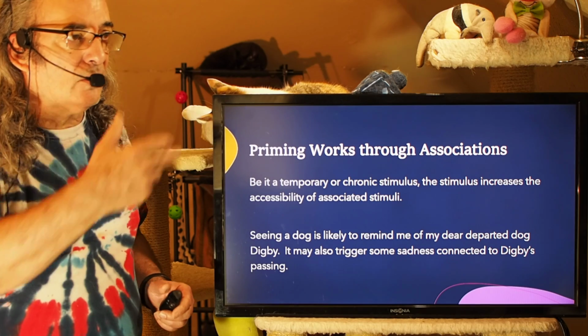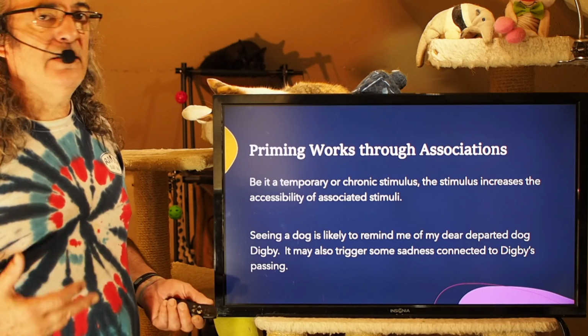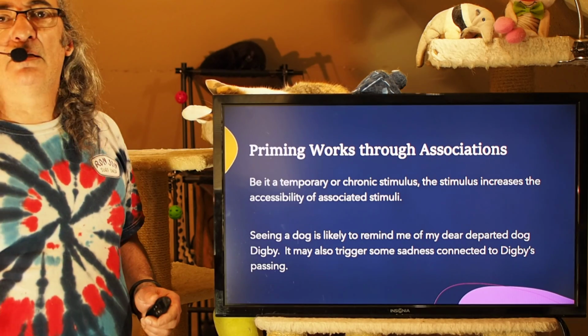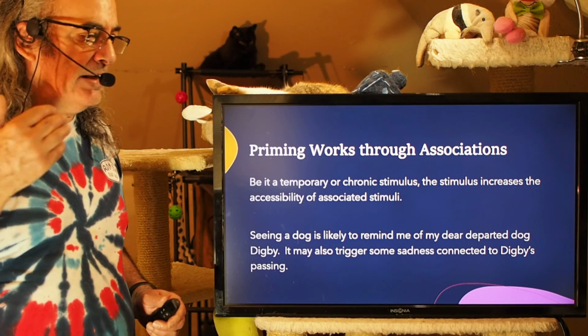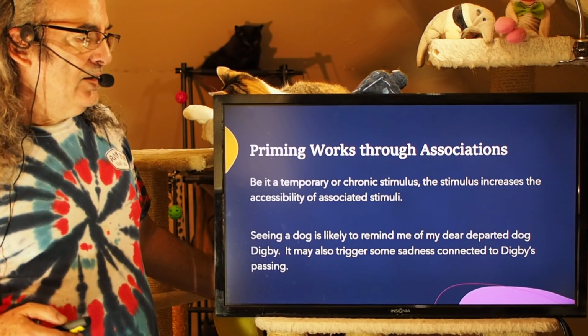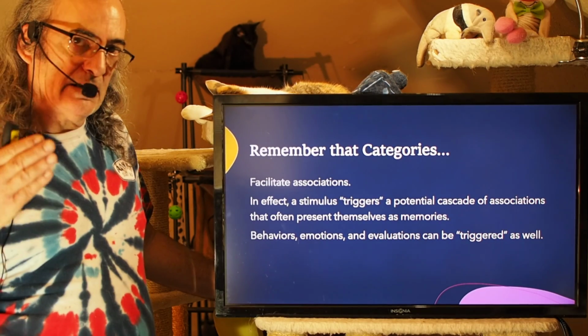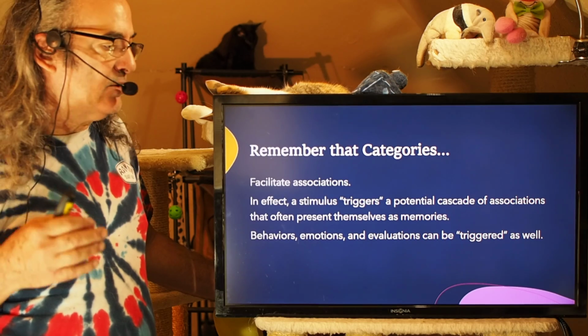So if I see a rock hurtling at me, I say, wow, thrown object hurtling at me, pain, and then I might duck. Now some of that might be reflex, but it might be responses to other objects that are learned as well. So remember that categories facilitate associations. That's the big thing that we need to take away from this.